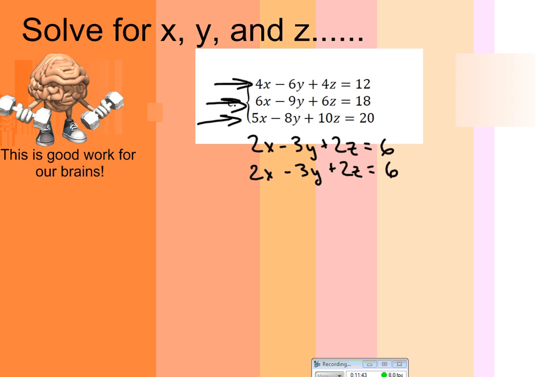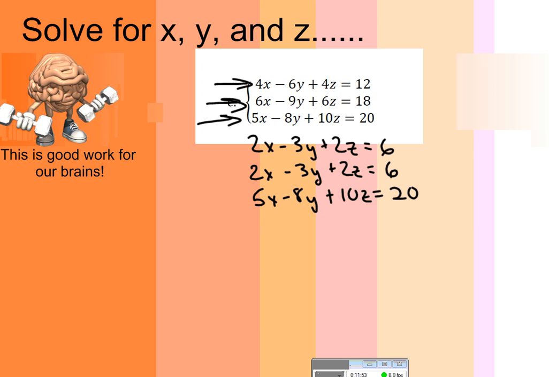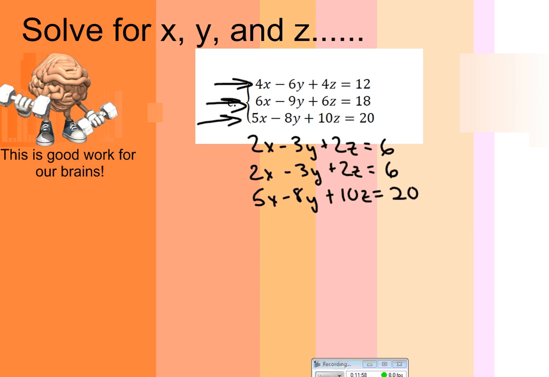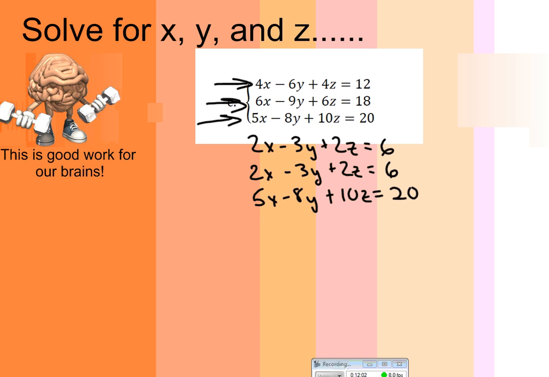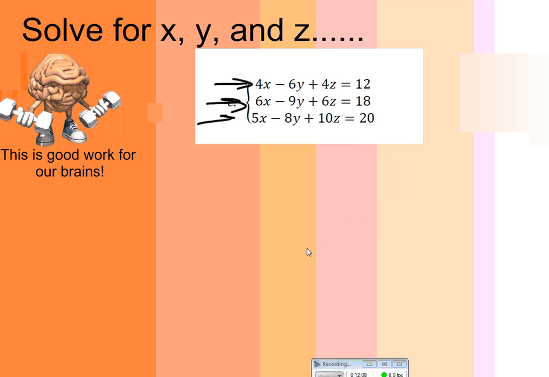This one, I can't divide anything. 5, 8, 10, 20, yeah, nothing in common there. But the top two I can simplify. So you get 20. So now let's make this a little bit easier to deal with. All right, so I've got basically the same equation written 2 different ways. Let's back up here. Let's keep it as it is first. Hold on, I just had to take a second there and rethink things.